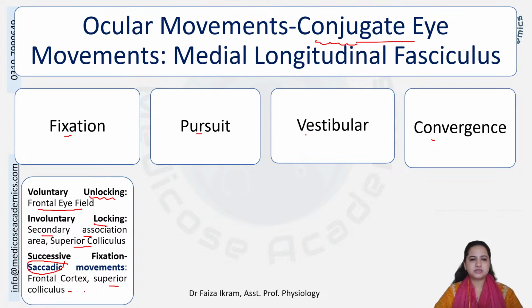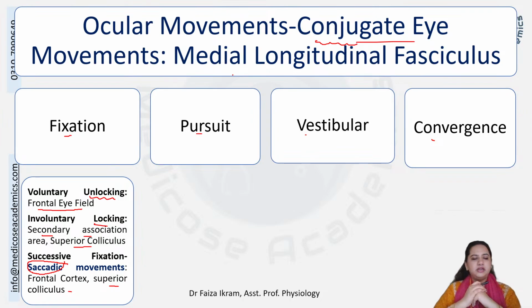If there is a defect in it, saccadic movement cannot happen. If there is a defect in the frontal eye field, what will happen? You fixate your gaze on the pen, and now you want to fixate on my finger, you will be unable to unlock your gaze from the pen. What you will have to do, you will have to close your eyes, open and fixate on my finger. You will not be able to unlock your eyes from the gaze.